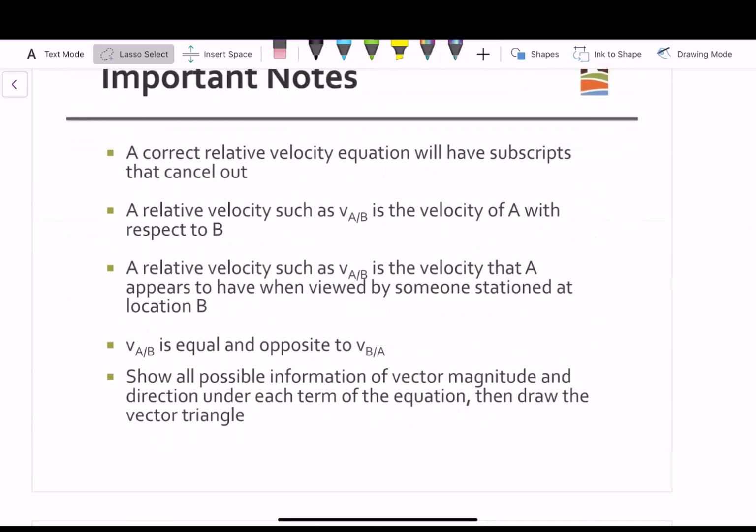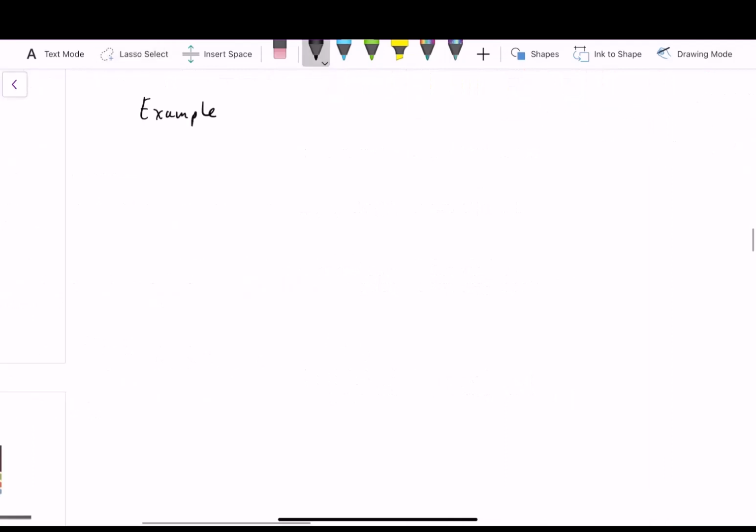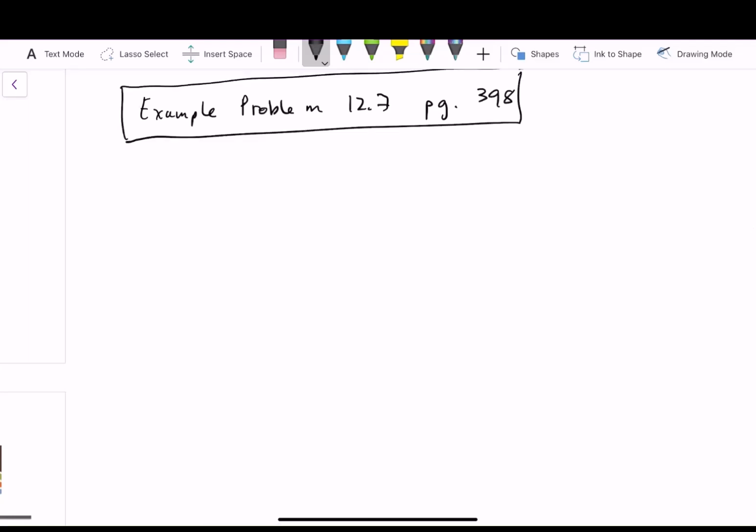So let's take a look at example problem 12.7, and this is on page 398 of your textbook. In this problem, it states that the velocity of point A is 10 meters per second to the right for the system shown. Using the relative velocity method, determine the angular velocity of AC and the linear velocity of point C. So let's draw out this problem once again.